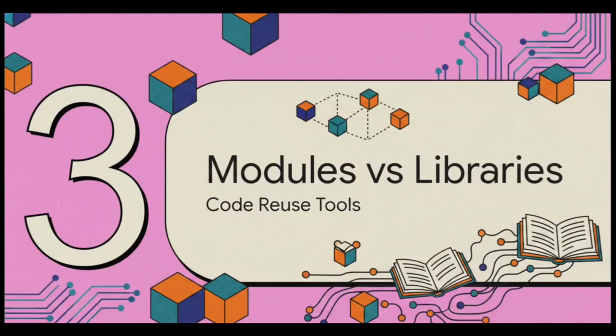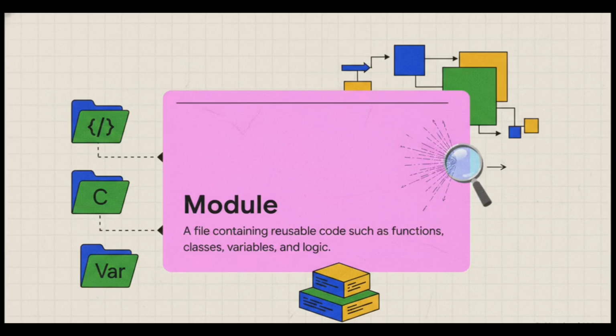Section 3, modules versus libraries explained. First step is the module. Basically, a module is just a file that contains reusable code, stuff like functions, classes, variables, and logic. The absolutely crucial point here is that a module helps organize programs into smaller, highly manageable parts to give you much better clarity.